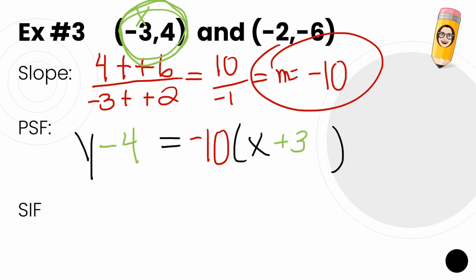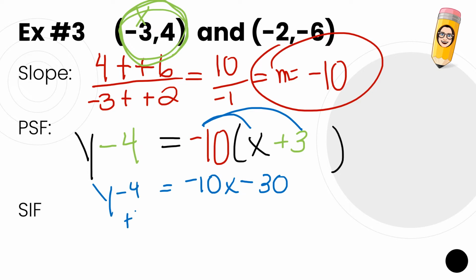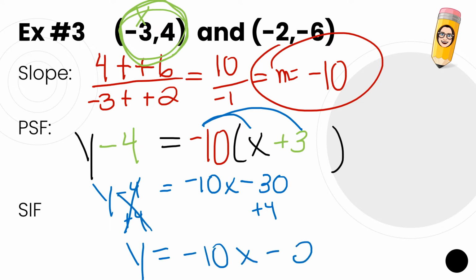Step 3, I do want you to practice writing in slope-intercept form. So to do that, I'm going to distribute the -10, which gets me a -30 over here. And then I need to add 4 to the other side. Y equals -10x minus 26. That is my slope-intercept form.